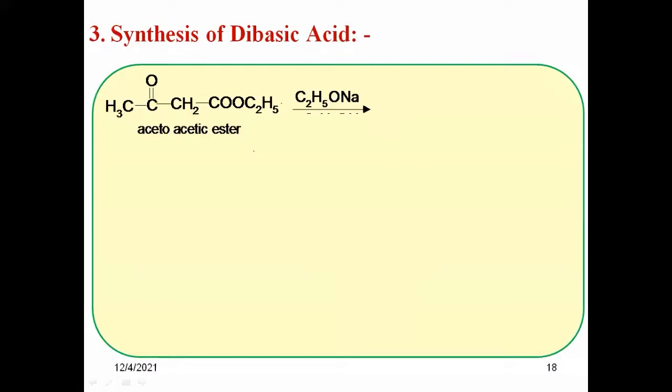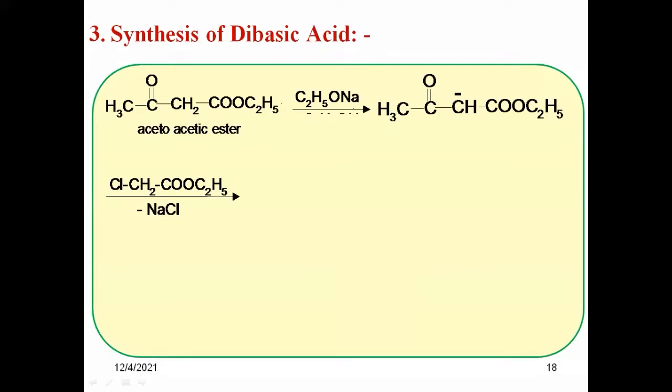Now this compound first on reaction with sodium ethoxide. What should be the first step on reaction with sodium ethoxide? There is a formation of carbanion. We get carbanion in first step. Now in next step, when that carbanion is treated with this interesting compound. What is the name of this compound? Cl, CH2, COOC2H5. This is called ethyl chloroacetate. This compound is called ethyl chloroacetate.